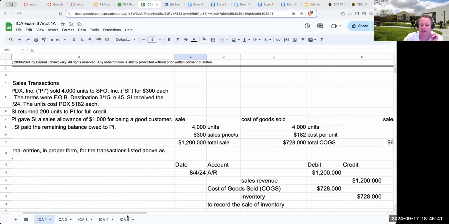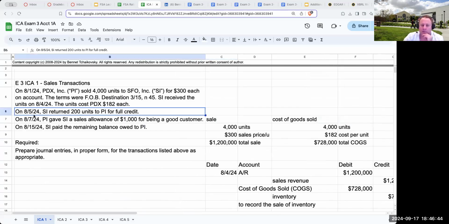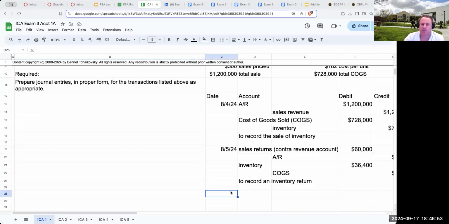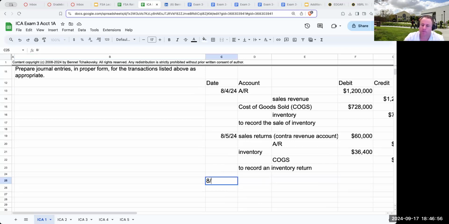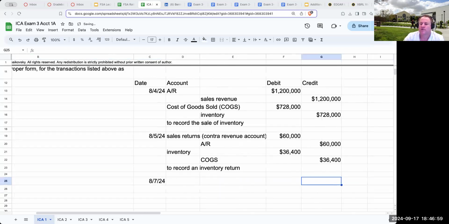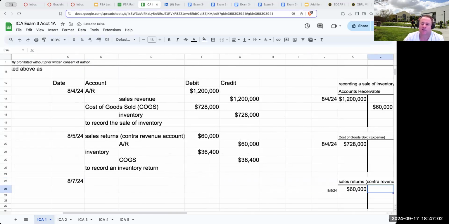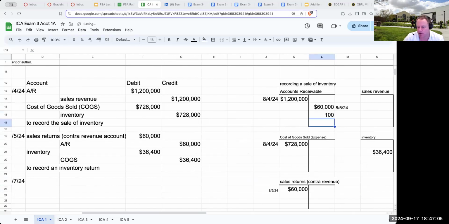Now, coming over here, go to the next one. Over here, PI gave SI a sales allowance for being a good customer. Now, what this basically means over here on 8/7/24, what is a sales allowance? Well, I'm basically telling the customer that you don't have to pay me $1,000. So what is that going to do? Well, it's going to reduce my accounts receivable because I'm giving that customer a sales allowance, right? So over here, I'm going to credit accounts receivable for $1,000. Okay, I'm crediting that over here to the customer.